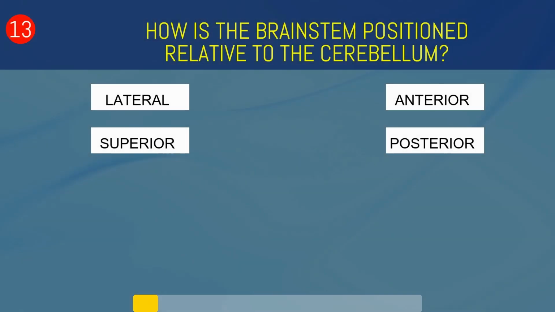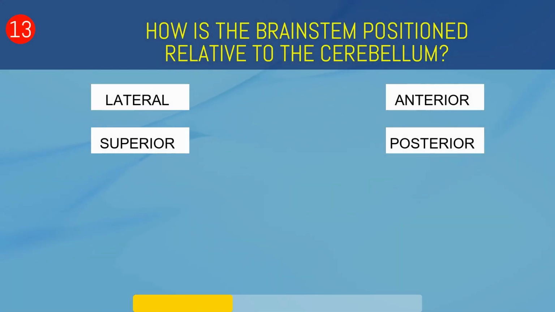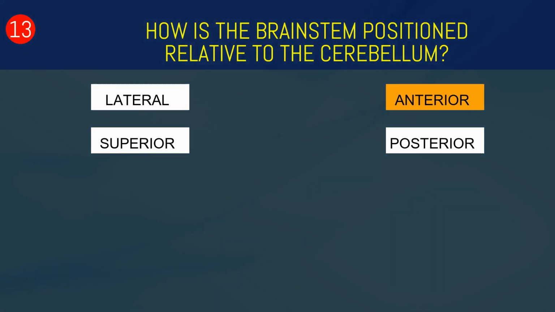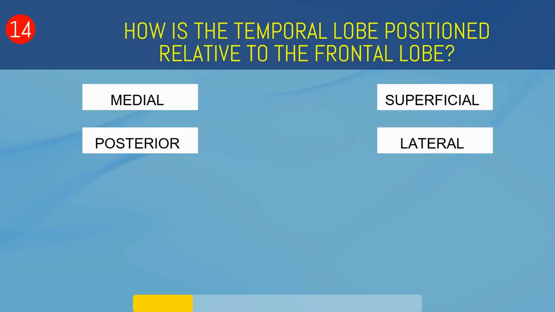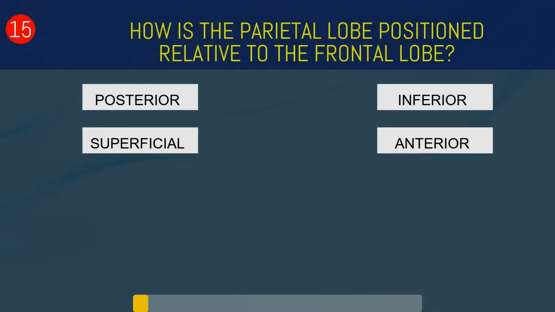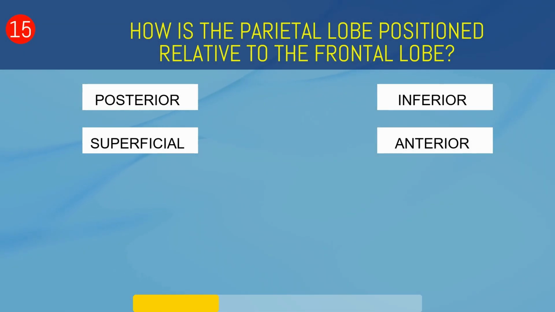Superior. How is the brainstem positioned relative to the cerebellum? Lateral, superior, anterior, or posterior? Anterior. How is the temporal lobe positioned relative to the frontal lobe? Medial, posterior, superficial, or lateral? Lateral. How is the parietal lobe positioned relative to the frontal lobe? Posterior, superficial, inferior, or anterior?